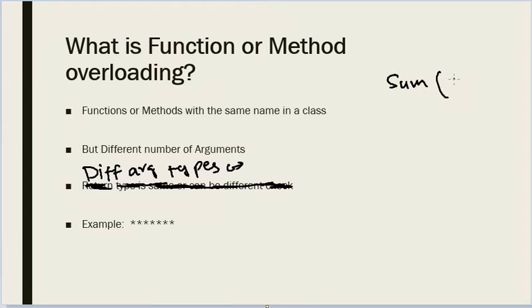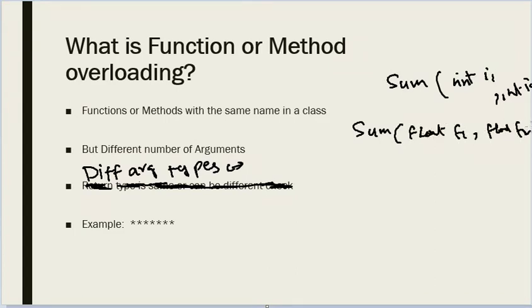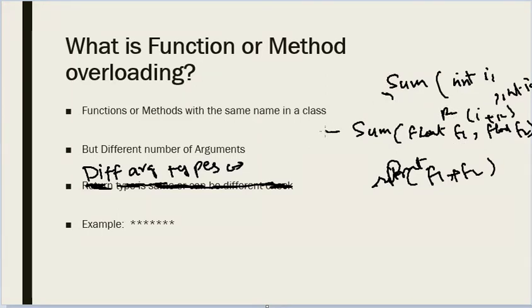For example, one function is doing sum of integers I1 and integer I2. The other function sum is doing the sum of, let's say, float f1 and float f2. So this will print f1 plus f2, and this will print I1 plus I2. So these two are actually functions in the same class, which is sum, having different types of arguments, so this condition is satisfied. But we can also have functions with different number of arguments.